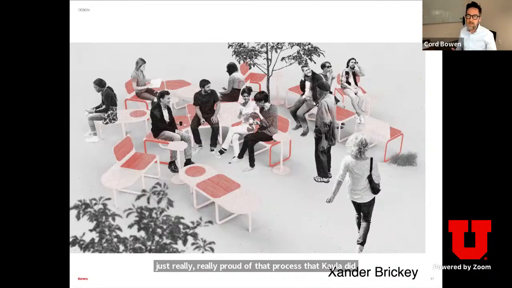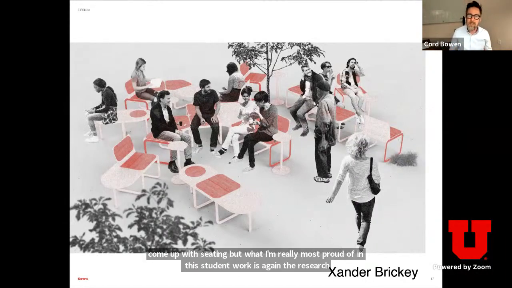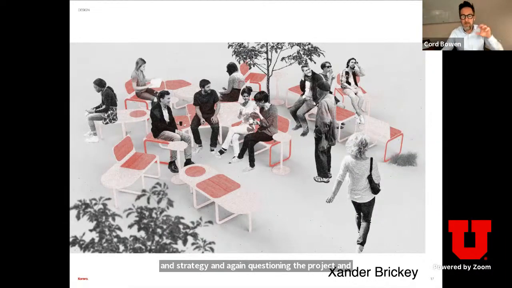Xander Bricky, I love this. I wanted to pull this project in because this is a physical product. This kind of fits more of a traditional model of how we might come up with seating. But what I'm really most proud of in this student work is, again, the research and strategy, and again, questioning the project into existence. I kept telling Xander, please don't design a chair.